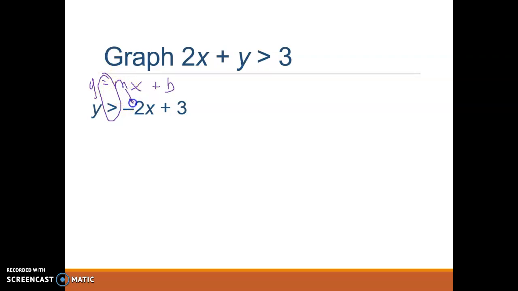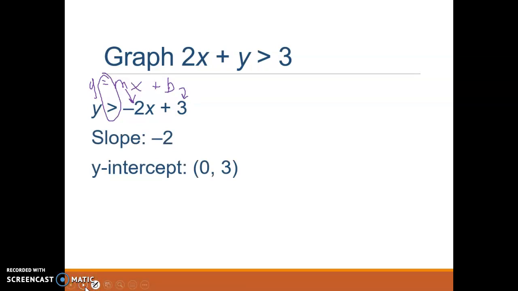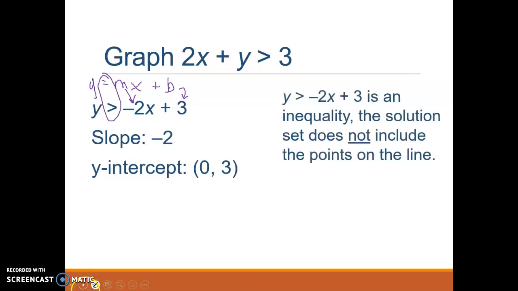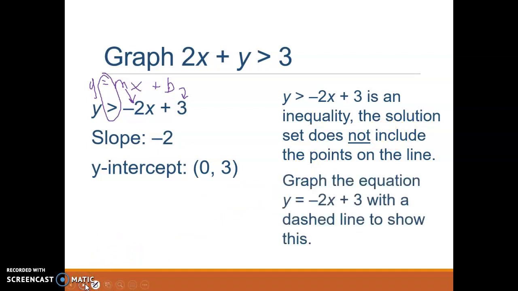Our m is still here, the coefficient in front of the x, and our y-intercept is still here. So we can graph this accordingly. Our slope is negative 2, and our y-intercept is 0, 3. Now, this is an inequality, and it says that it's greater than. It doesn't say greater than or equal to, so our solution set does not actually include the points that are on the line. So we can't use a solid line here. We do have to use a dotted line.